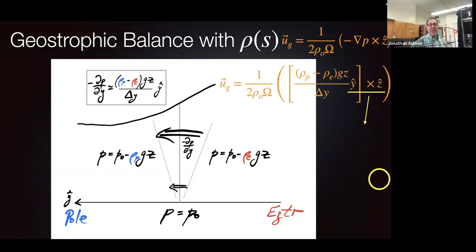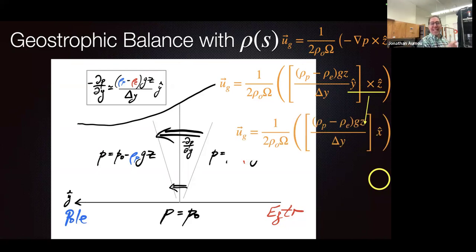And so if we put that expression in that black box and put it in for minus grad p, then we get this expression. And we have y hat cross z hat. That gives us x into the page. And we can then see everything in parentheses as a constant. G is a constant. D rho dy is roughly some constant.